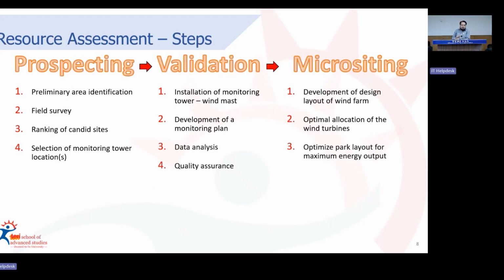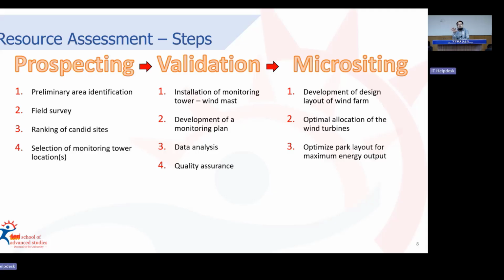So we will start from the prospecting process. The prospecting process has 4 steps. We start with the preliminary area identification, go to field survey, then rank our sites, and finally we select the location for placement of monitoring towers. Once this prospecting is completed, we will move to validation.